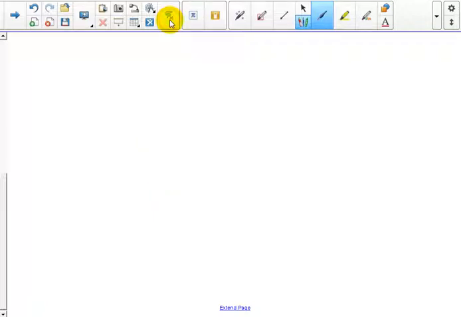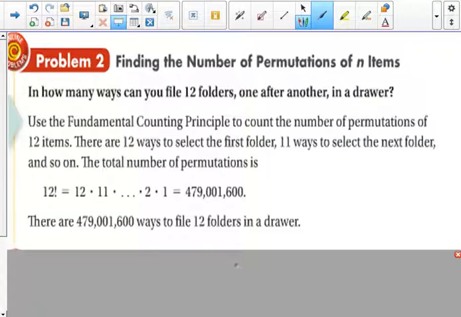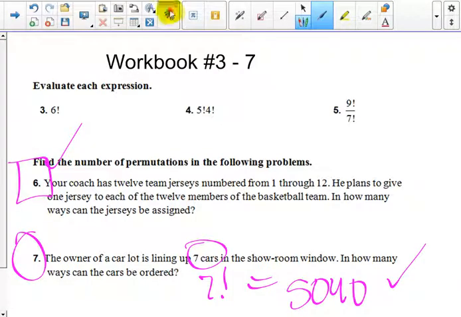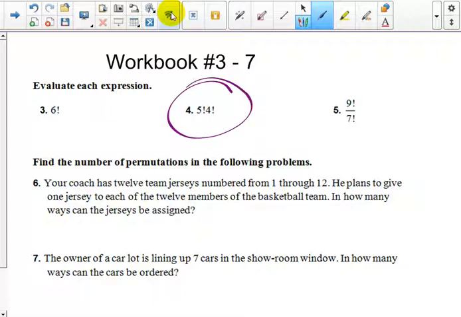Now I want to point out something on number 4. On number 4, it says 5 factorial times 4 factorial. A lot of students think, oh, well, I can just do 5 times 4. That's the same as 20 factorial. Why don't you try 20 factorial? Well, we did it a minute ago, right? And it was a huge number. Well, now try 5 factorial and then multiply it to 4 factorial.